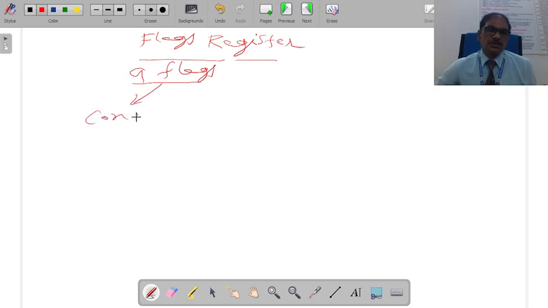conditional and control. So conditional flags are also called status flags.